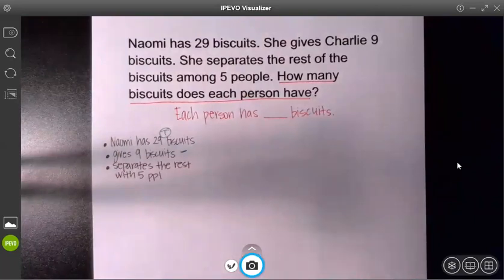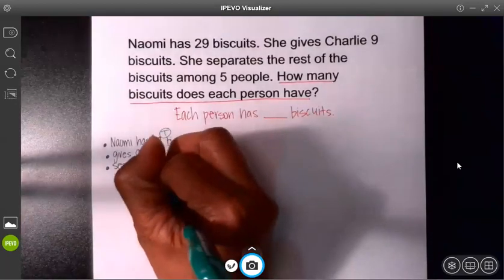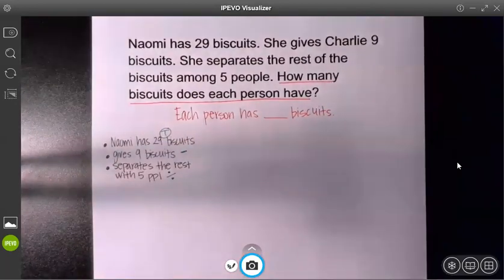Now let's look at the last thing on our list. It says she separates the rest with 5 people. So if you're separating something, what are you doing with that? You're dividing it up. So I also know that in this problem, I'm going to be having some division to do. Okay. So now let's go ahead and get started with our bar model.